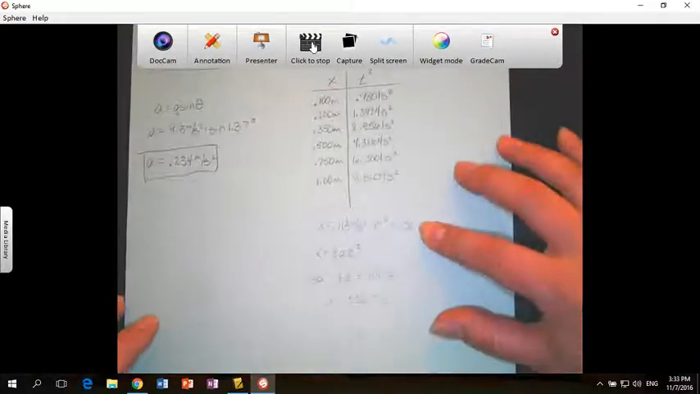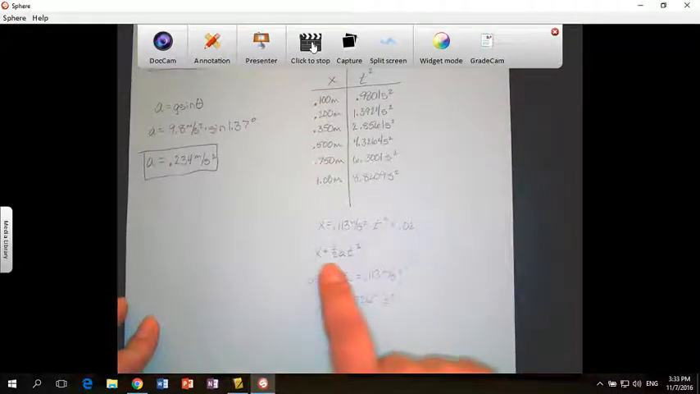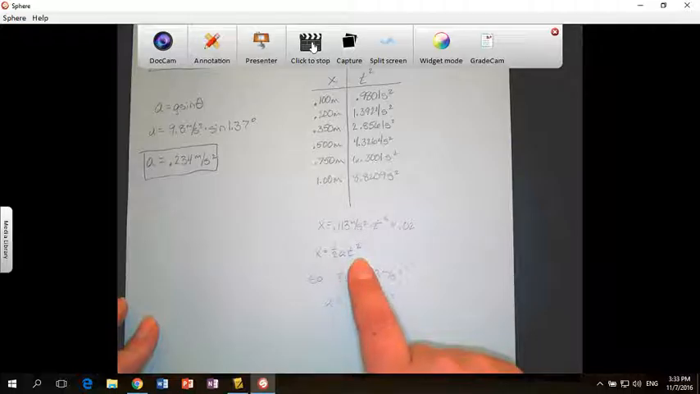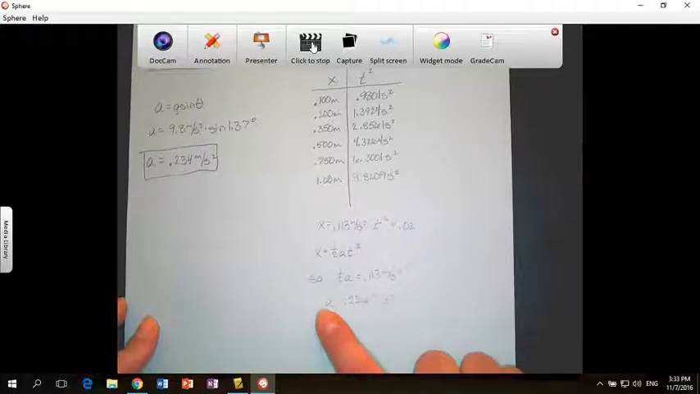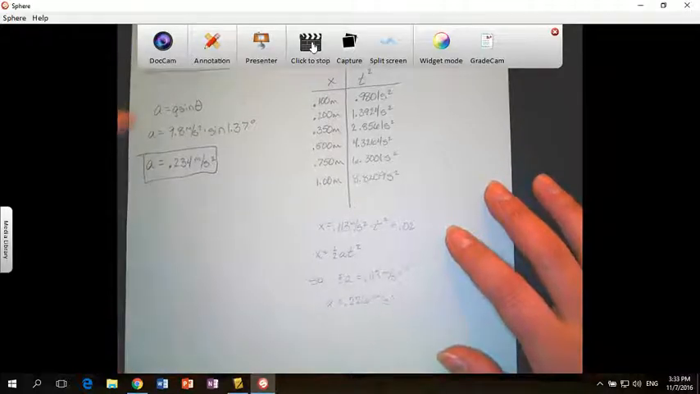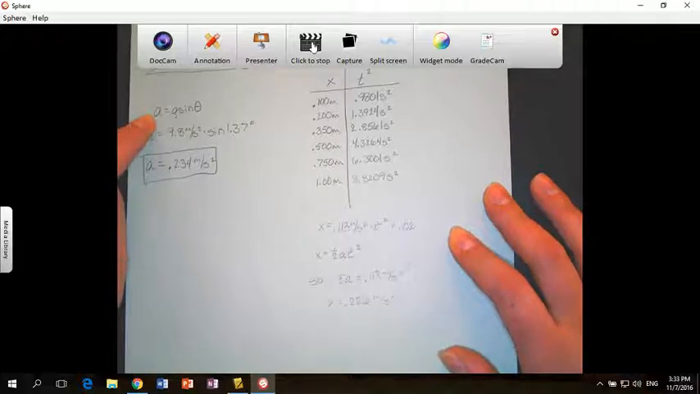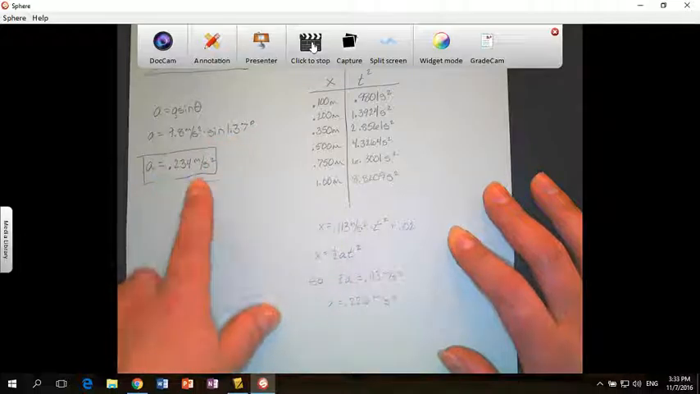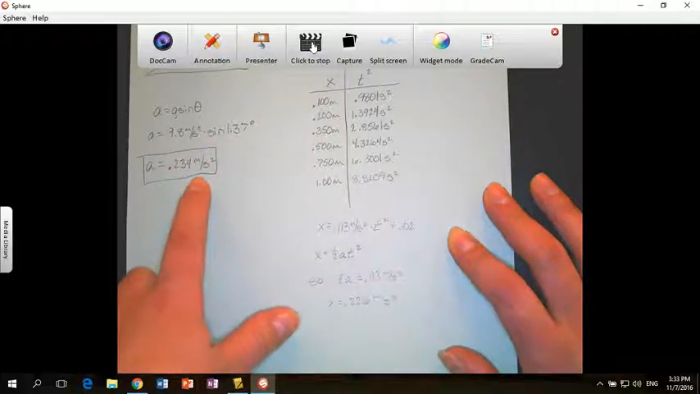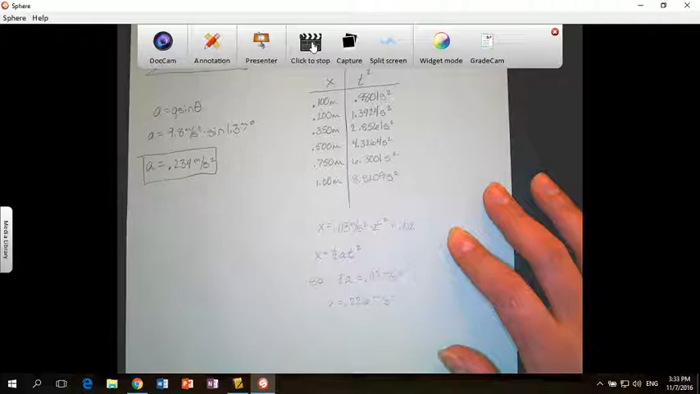However, you have to remember that x is 1/2 at squared. So that means that this 0.133 meters per second squared is 1/2 of a. So to find the acceleration a, it's 0.226 meters per second squared. And then you're asked to compare it by using the theoretical acceleration a equals g sine theta. So then I just plugged in here and I found that as well. So that would be how you do problem number 6.